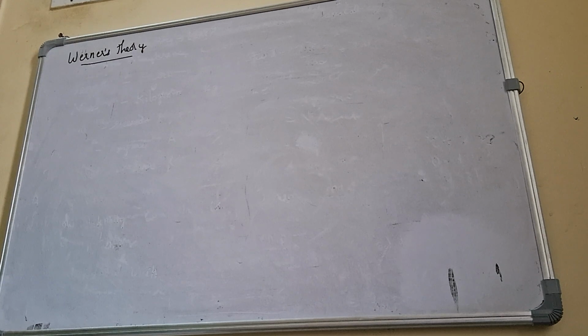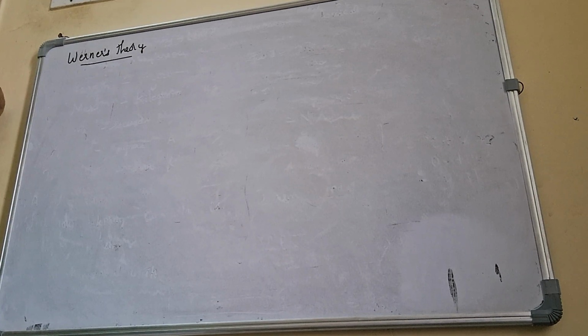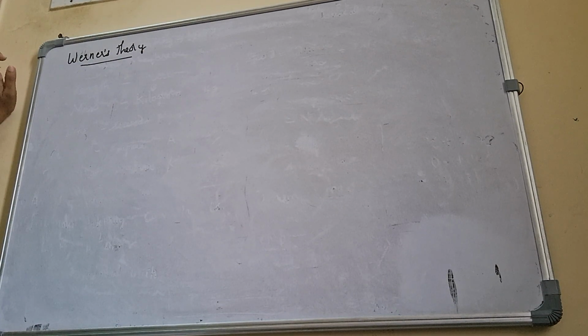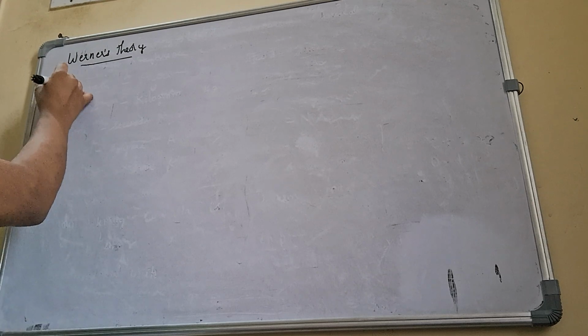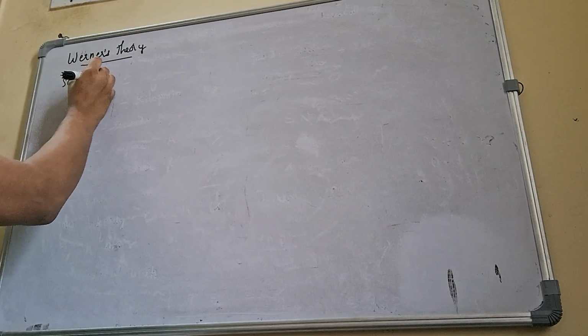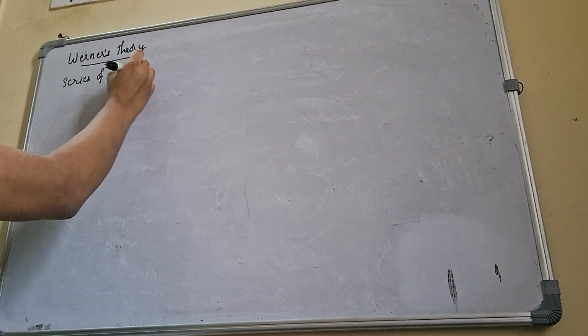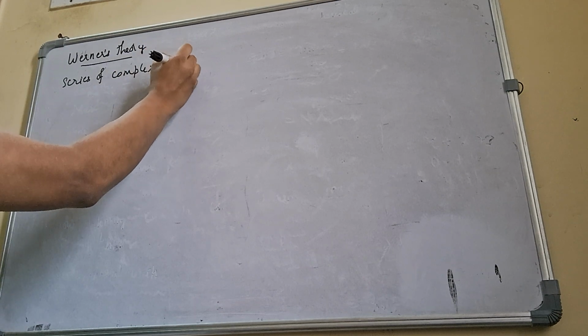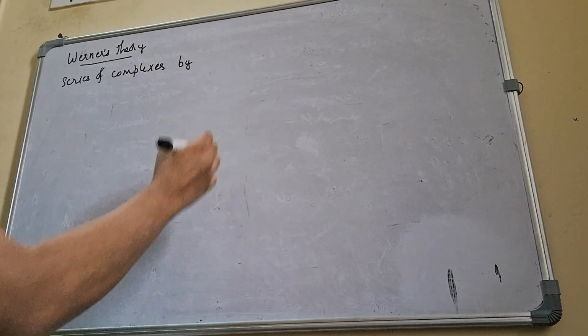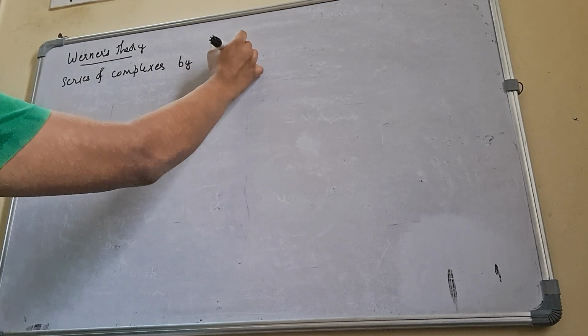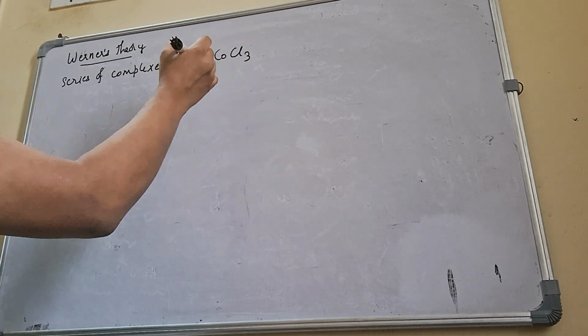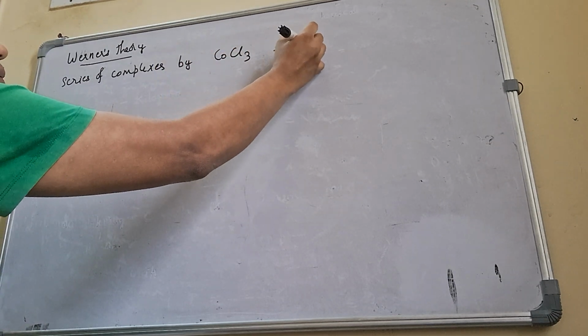Alright, let's talk about Werner's theory. Werner was a Swiss chemist who was the first person to formulate his idea about the structure of coordination compounds. What he did was prepare a series of complexes. How did he prepare them? By combining cobalt chloride with ammonia.